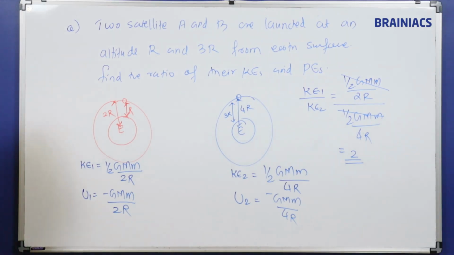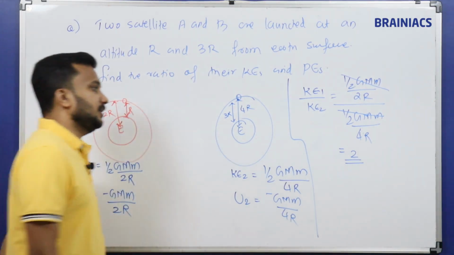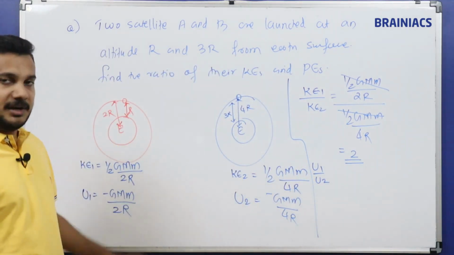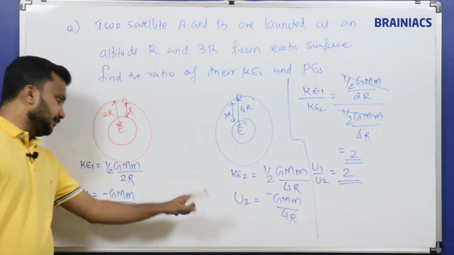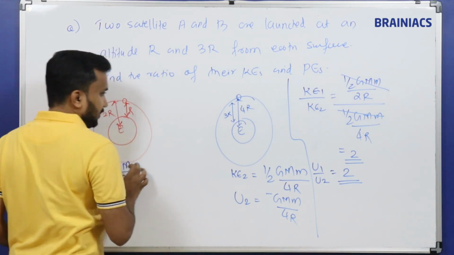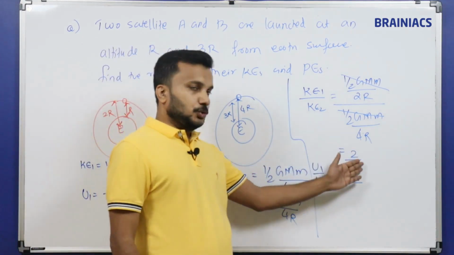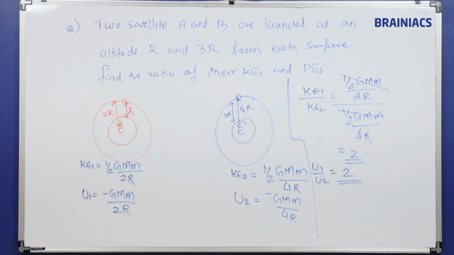What do we need to do in the second part? Kinetic energy ratios we have calculated, as well as we need the ratio of their potential energies. So U1 divided by U2, minus and minus will get cancelled. This is also equal to U1 divided by minus GMm by r, cancel, 4 goes to the numerator, 4 by 2, answer you will get is 2. So the ratio of their kinetic energies and the ratio of their potential energies, direct substitution. Kinetic energy ratio is 2 by 1, 2 is to 1. Potential energy ratio is 2 by 1, 2 is to 1. Fine, perfect.